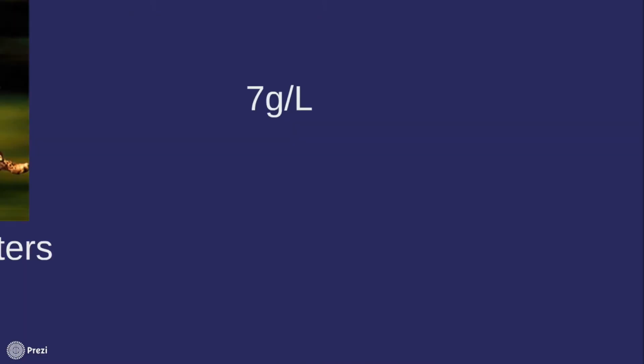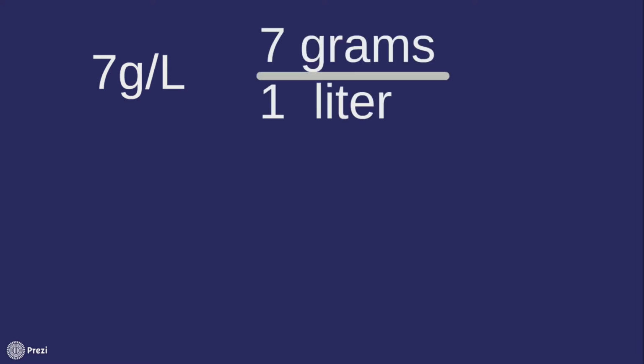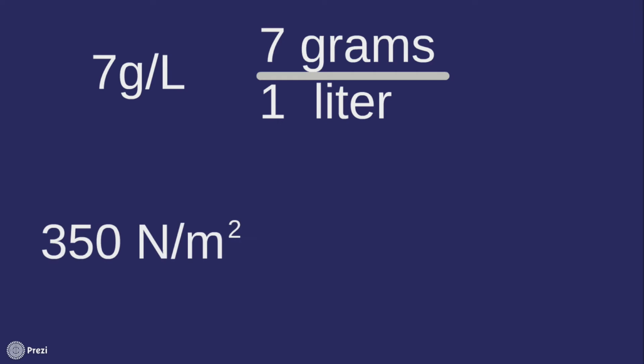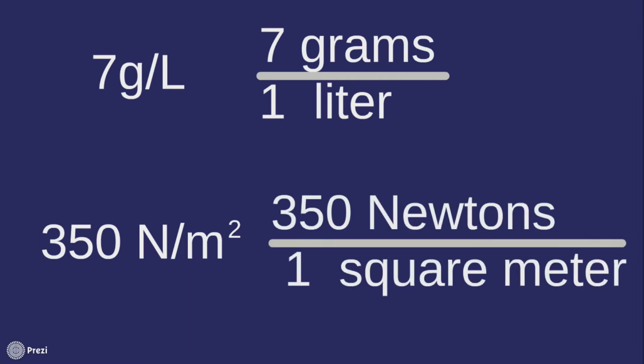Let's look at another example. Here's a density of 7 grams per liter. That's 7 grams for every 1 liter. And you can start to imagine, say we had 2 liters, then it's easier to see we'd have 14 grams. How about if we had 350 newtons per meter squared of pressure? Well, 350 newtons for every square meter.